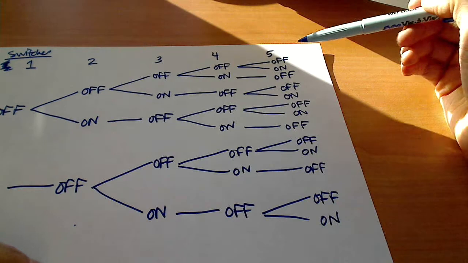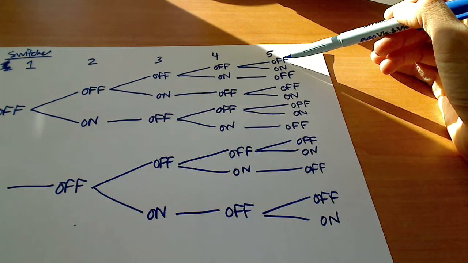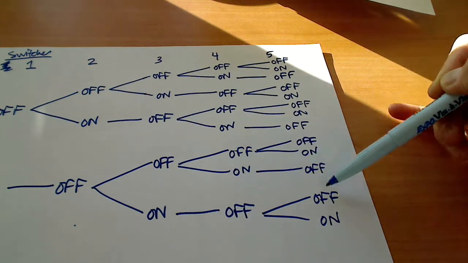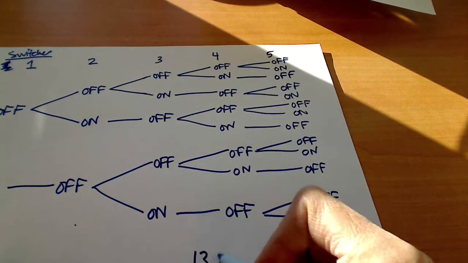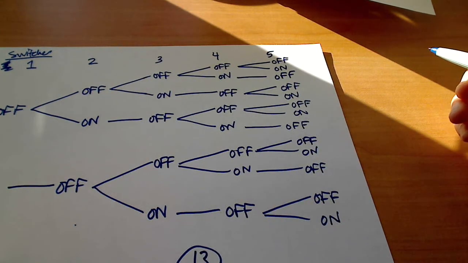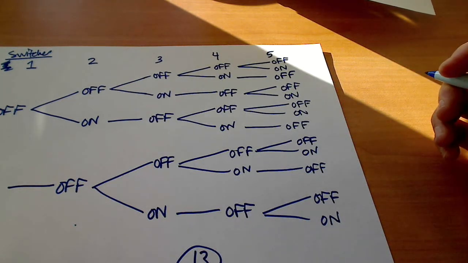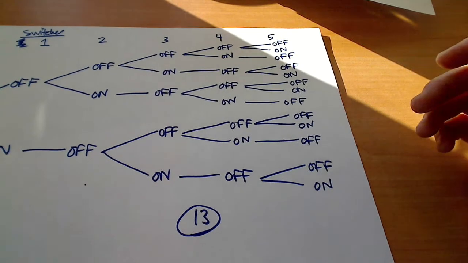Okay, so if we look at this and just count it, it looks to me like there's 1, 2, 3, 4, 5, 6, 7, 8, 9, 10, 11, 12, and 13. So there's actually 13 different settings here if we can't have any 2 switches being on. Okay, so that would be 13 in that problem, and that's it for that problem.